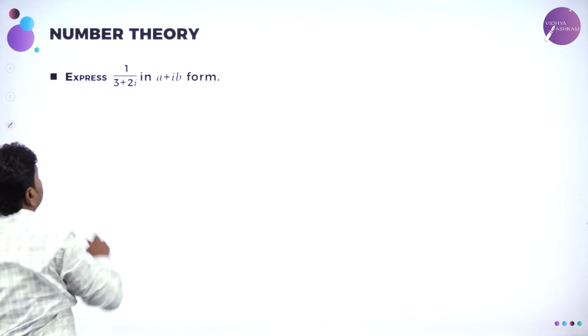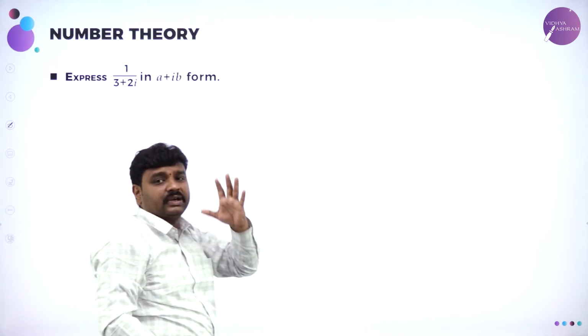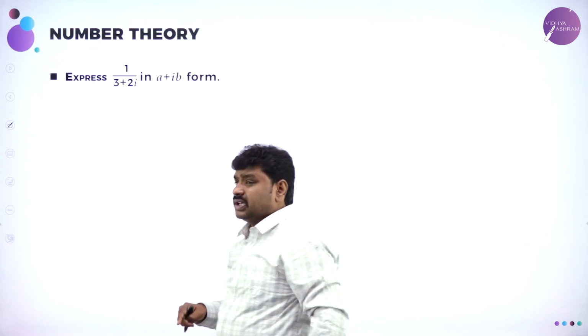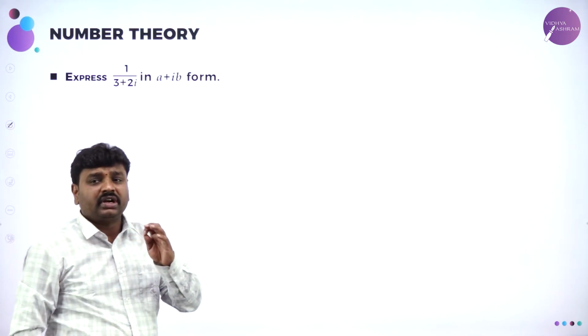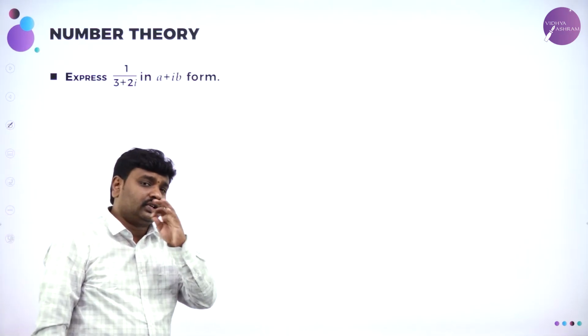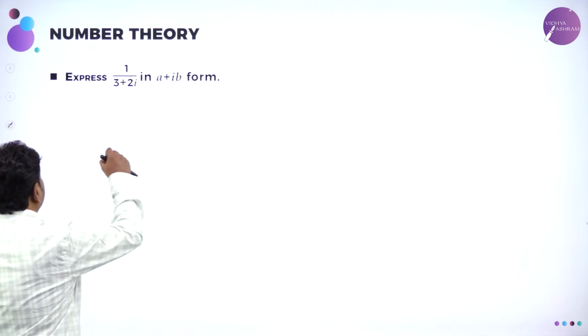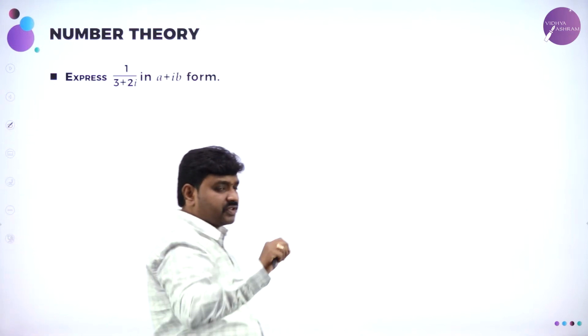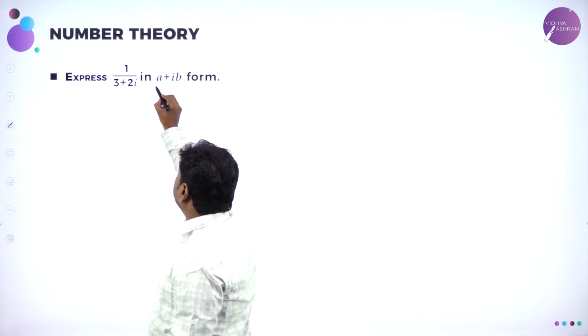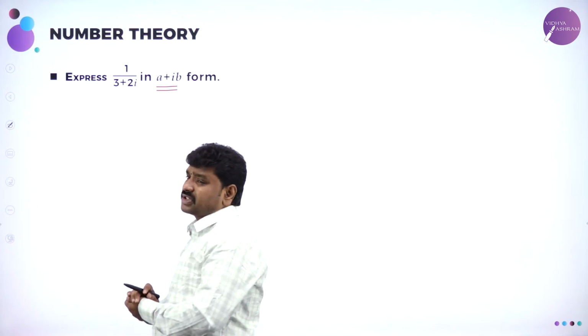Other than this, from here we need to start. Till now, what I have glanced through is what we have discussed in the past classes. In my last session, I concluded what a complex number is, and I also taught you how to find the conjugate of a complex number. In today's class, we will discuss more and more problems of this form. The very first sample problem is: express 1 divided by 3 plus 2i in a plus ib form.